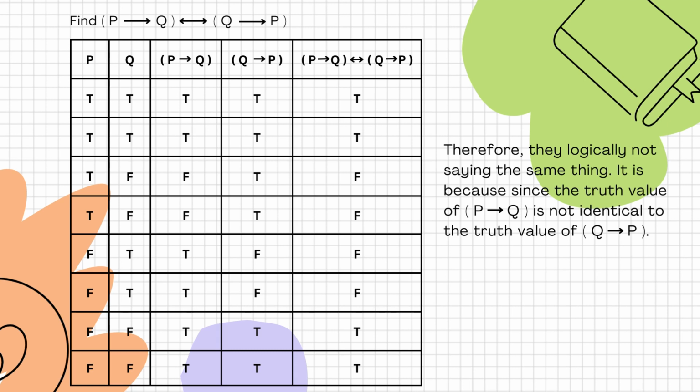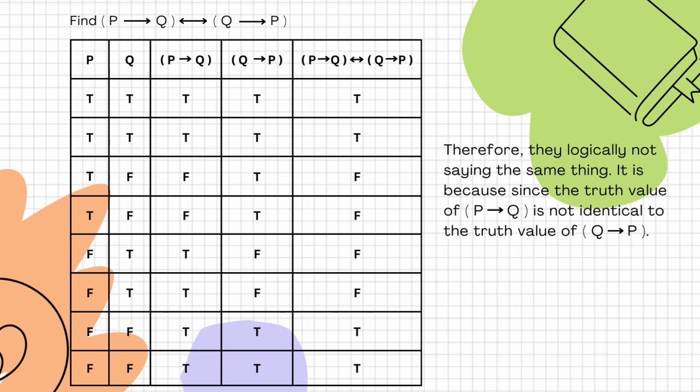So, for the answer, you must check whether P implies Q is equivalent to Q implies P. Firstly, you must do the truth table. In this truth table, you must find P implies Q and Q implies P, and lastly whether P implies Q is equivalent to Q implies P.